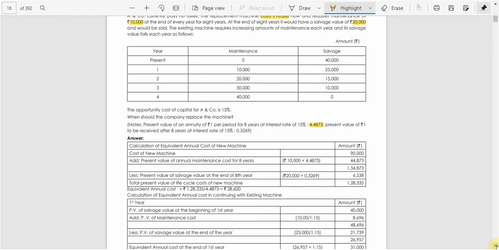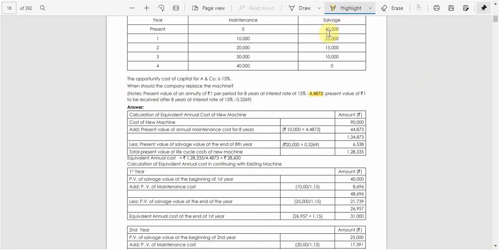So for the existing machine, the current value is given as 40,000 for the first year, and the annual maintenance is 10,000 for the first year, and the salvage value is 25,000. So for the 10,000 annual cost, we need to multiply with the present value factor, right? So here it is given as divided by 1.15.